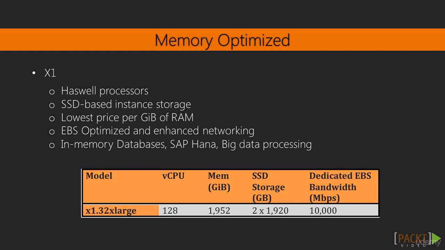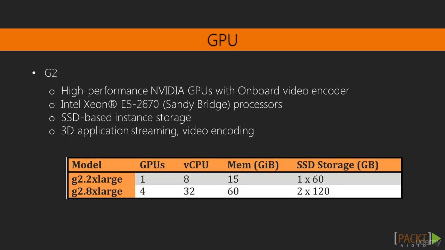The X1s are monster boxes with 128 virtual CPUs, almost 2 terabytes of RAM, and 3.8 terabytes of instance storage. They are perfect for in-memory databases like SAP HANA and big data processing. More back down to earth are the R3 memory-optimized instances. These provide up to 640 gigabytes of instance storage and 244 gigabytes of memory for your relational databases and memory caches. If your applications can benefit from GPU acceleration, G2s come with NVIDIA GPUs with an onboard video encoder. They are great for 3D streaming and video encoding.